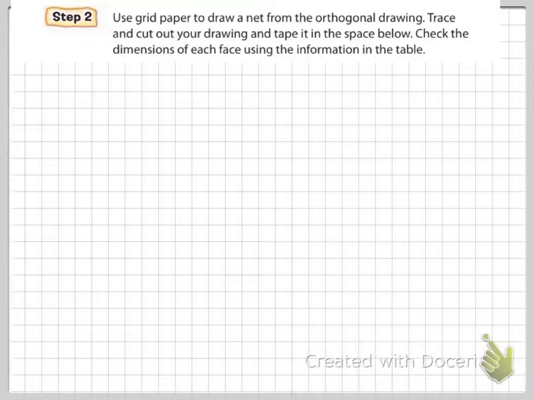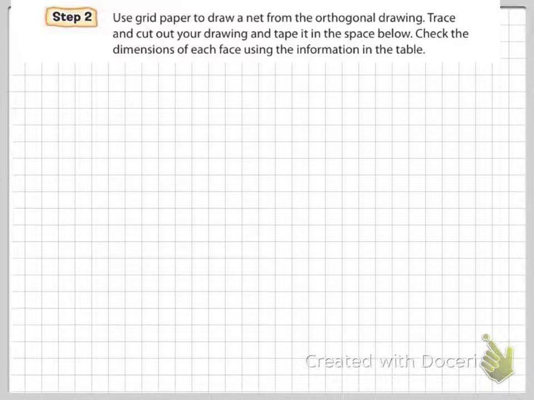And then it's saying to use grid paper to draw the net from the ortho drawing. Trace and cut out your drawings and tape it in the space below. So you're going to need a piece of grid paper. So it's a good time to pause the video and get some grid paper. If you don't have grid paper, just try to make your own, I guess, okay? But you need to get some if you don't have any yet. Alright, trace and cut out your drawings, tape it to the space below. If you just want to have it separate, that's fine. You don't have to cut and paste and all that good stuff. So, let's see. I'm going to go ahead and put this together and you can see if it matches up with yours.